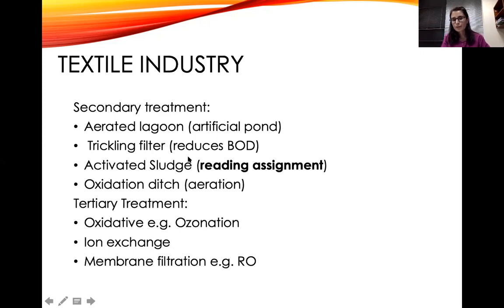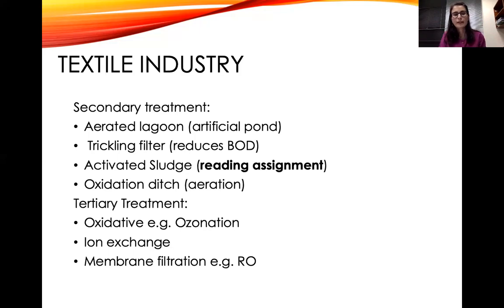And activated sludge, it's in your books. This is the mechanism that's used for municipal wastewater treatment. So conventional wastewater treatment, I'll give this to you as the reading assignment. Go back to your reference books and read what this process is.